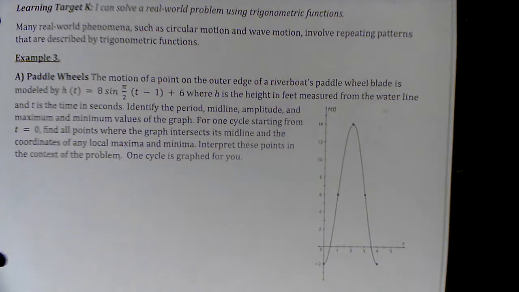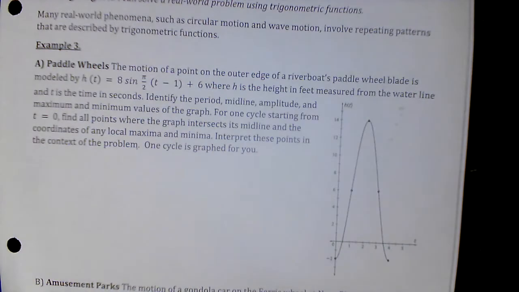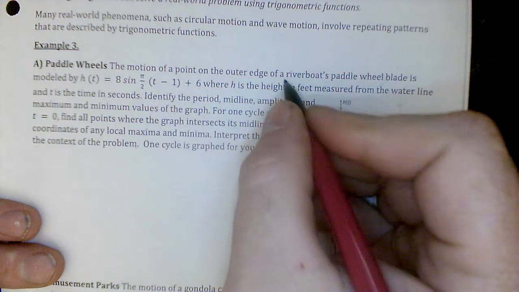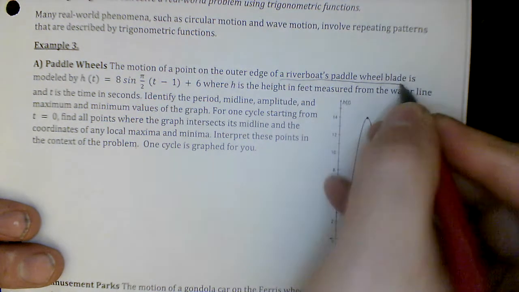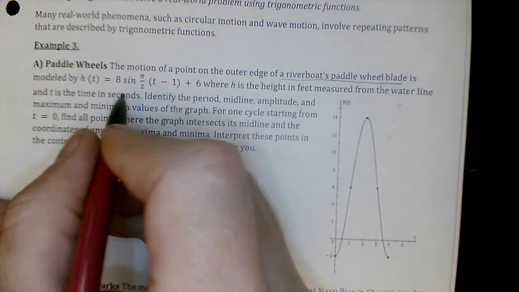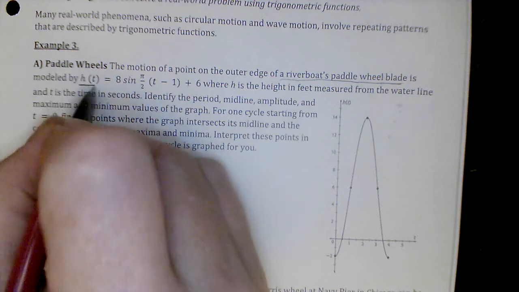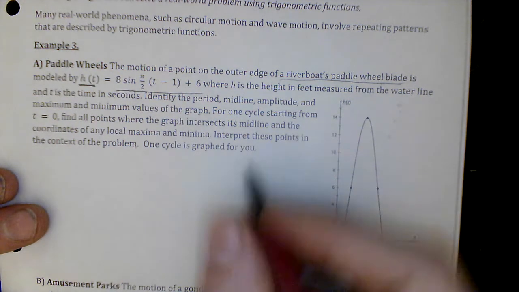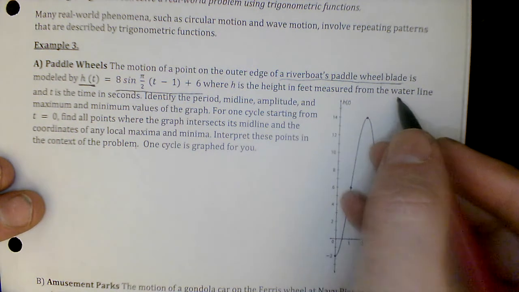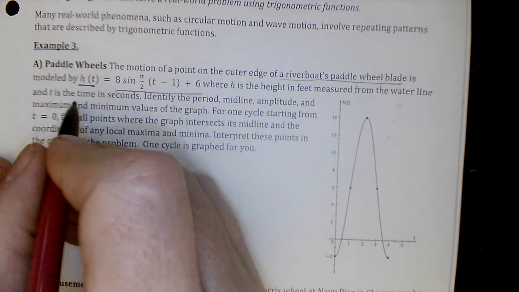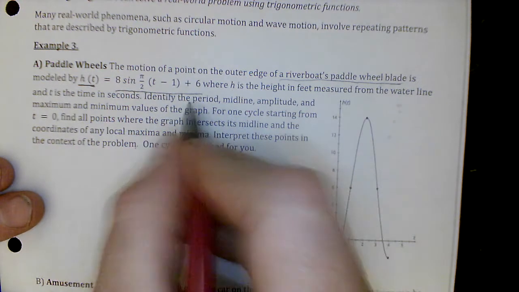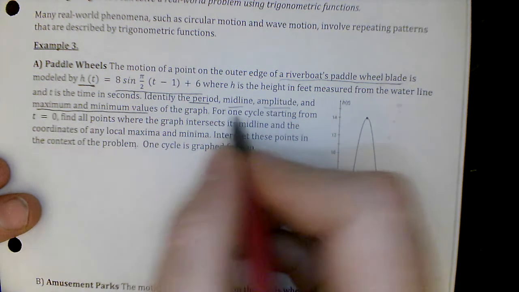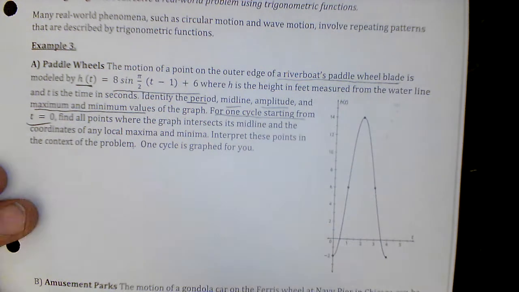So let's read this paddle wheel one here. We have the motion of a point on the outer edge of a riverboat's paddle blade. It looks like height, and then we've got this sine function, where height is feet measured from the waterline, and t is time in seconds. Identify period, midline, amplitude, max and minimum values for one cycle, starting from t equals 0.